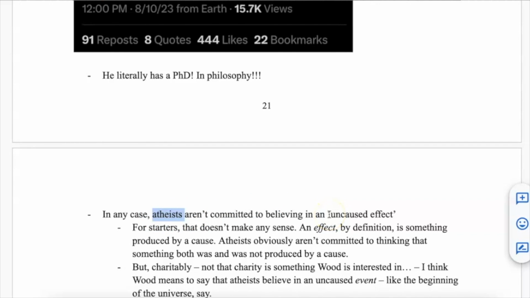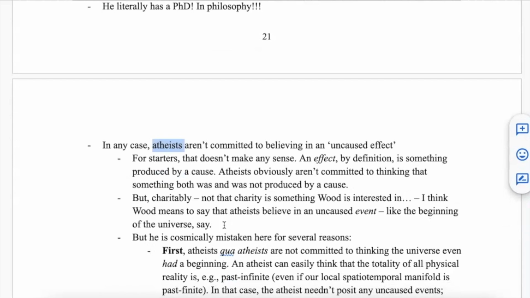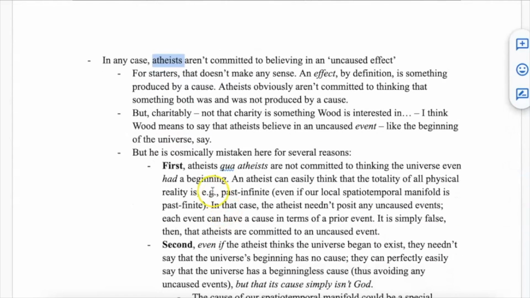I mean, for starters, that doesn't make any sense, right? An effect, by definition, is something produced by a cause, right? Atheists obviously aren't committed to thinking that something both was and was not produced by a cause. But charitably, and not that charity is something that Wood is interested in, but set that aside, charitably, I think Wood means to say that atheists believe in an uncaused event, like the beginning of the universe, say. But he is cosmically mistaken here for several reasons.